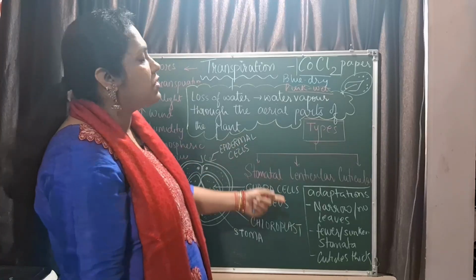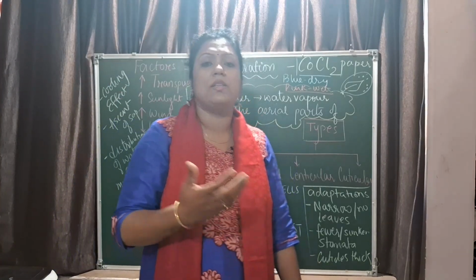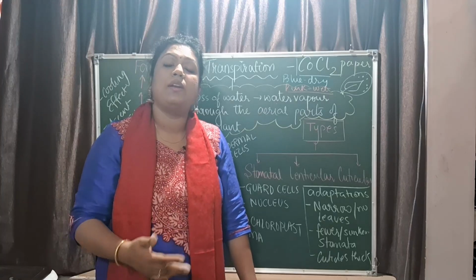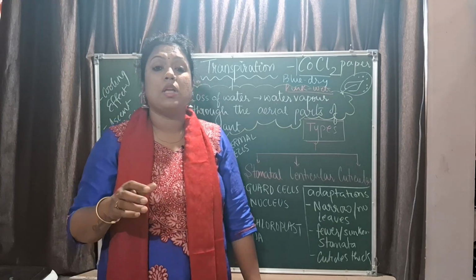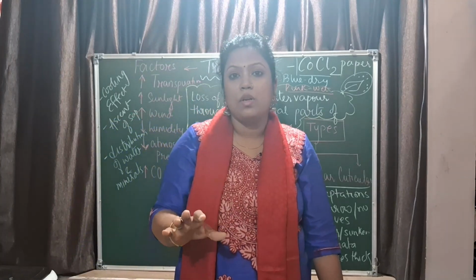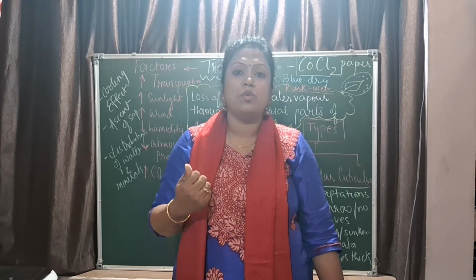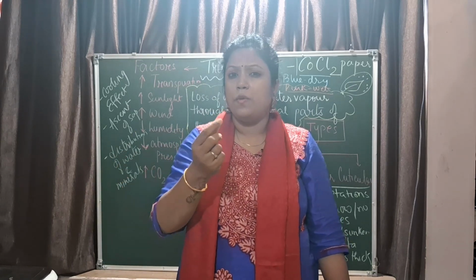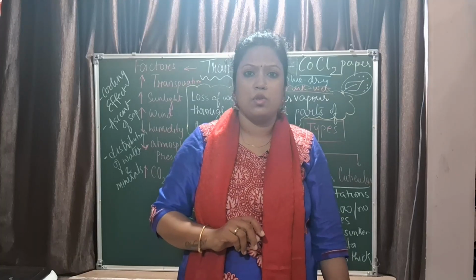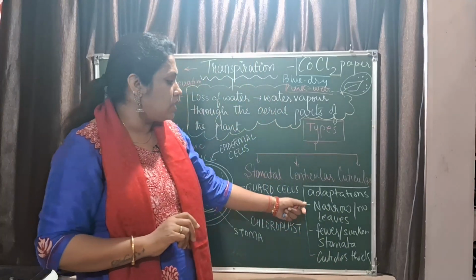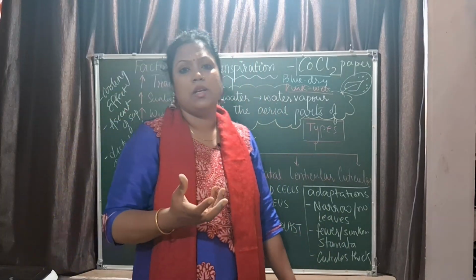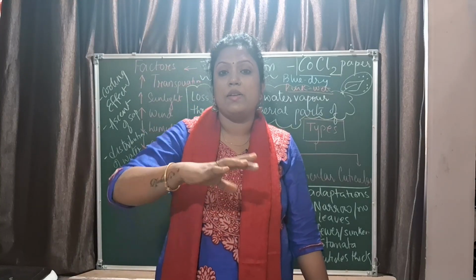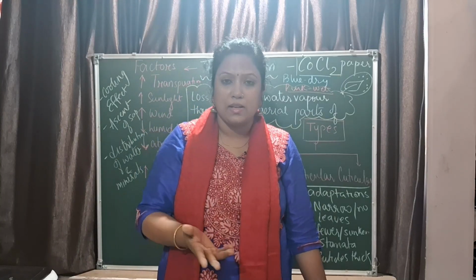Now the plants try to conserve water by certain adaptations. Those adaptations help to prevent transpiration, because out of 100% of the water that the plant absorbs by the root, 99% is lost by transpiration. Only 1% is used by the process of photosynthesis. So in this case, certain plants narrow their leaves, or they don't have leaves, the leaves are modified into spines, like in cactus and all.